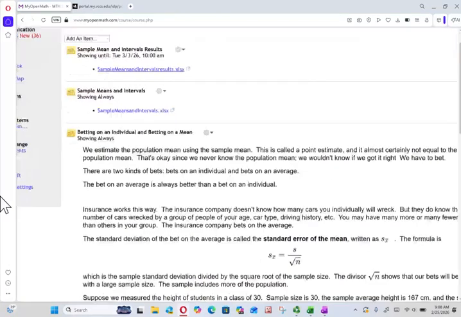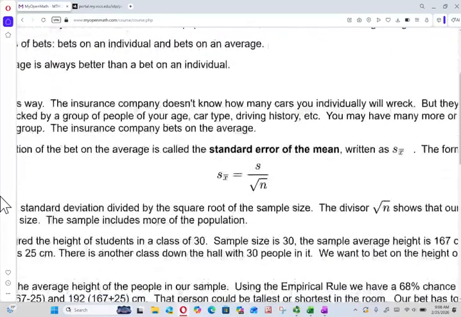So the main thing that we have is the standard error of the mean, which is the standard deviation divided by the square root of the sample size. That's what our bets are based on. We are using normal distribution probabilities from the central limit theorem, and we're using the standard error of the mean as the distance measurement. Distances for the average are based on the standard error of the mean.